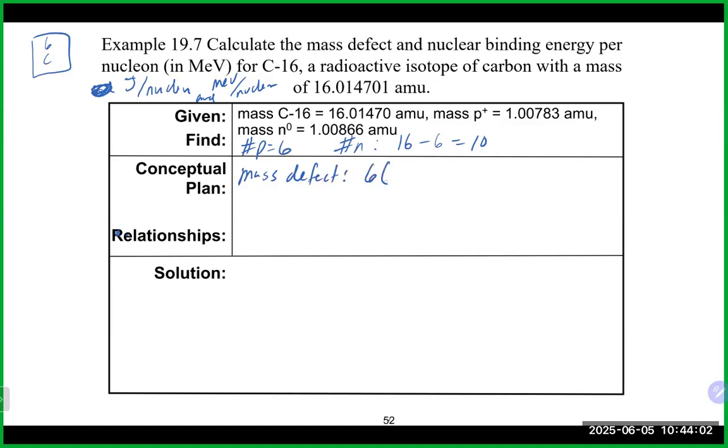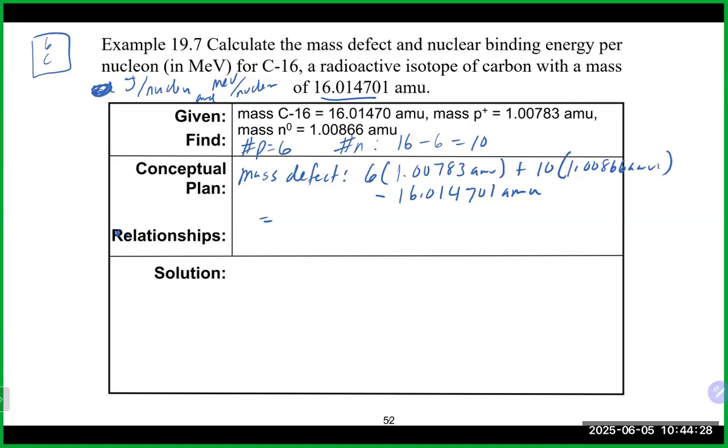each of those particles. So we got 6 protons at 1.00783 AMU. We're going to add it to 10 times the mass of each of the neutrons. We're then going to subtract it from the mass of the isotope here, which is 16.014701 AMU. This is going to give us our mass defect. That will be kind of converted into energy here.